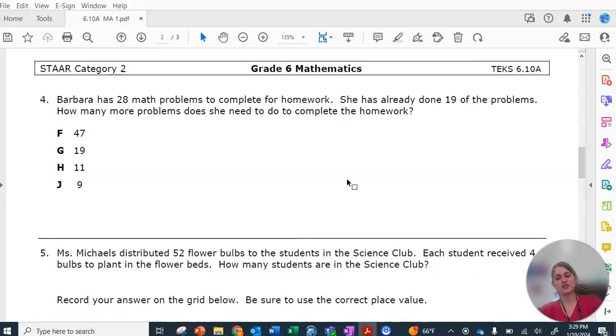On the back, holy cow, number 4 is super duper easy. You don't need me to do that for you.